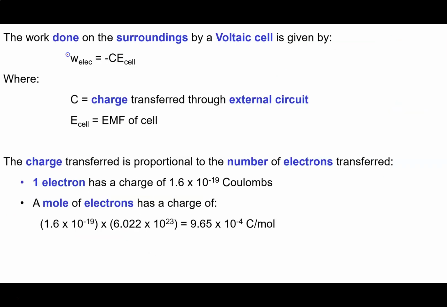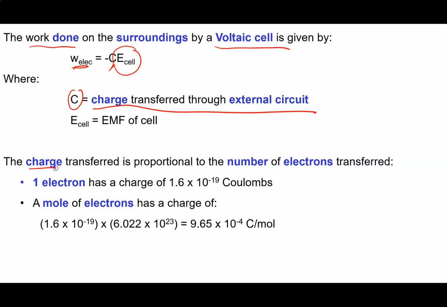So what is this work that is done? Well, the work that is done on the surroundings by a voltaic cell is given by the following relationship, where we have minus C multiplied by the cell potential gives us the work done. And C is the charge that is transferred or moved through the external circuit, and in this case that's going to be electrons moving from the anode to the cathode.